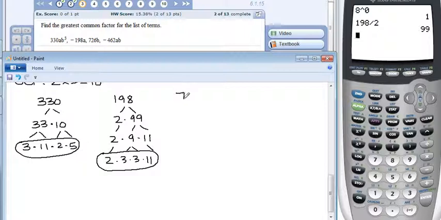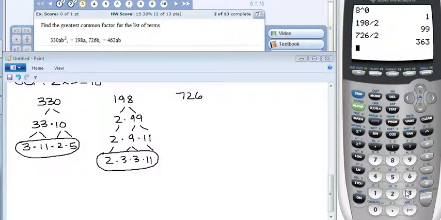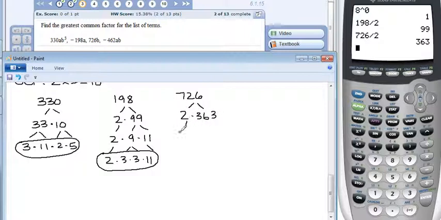I'm going to do it again with 726. Again, I don't know what's in there, so I'm just going to take the 2 out just to see. Sometimes it's so much easier just to drop it down. So here I have 2 times 363. Okay, prime. All right, 363. Well, I know a 3 goes in there because 3s, 6s, and 3s are all divisible by 3. And that goes in there 121 times, right? And then 121 is 11 times 11.